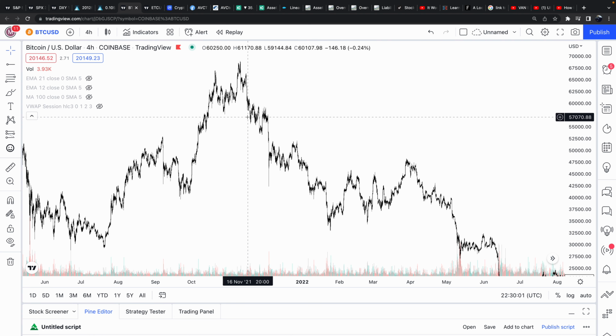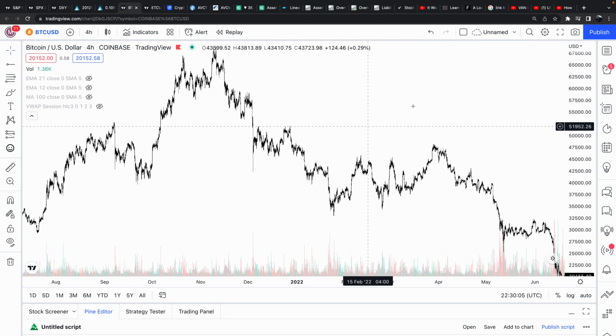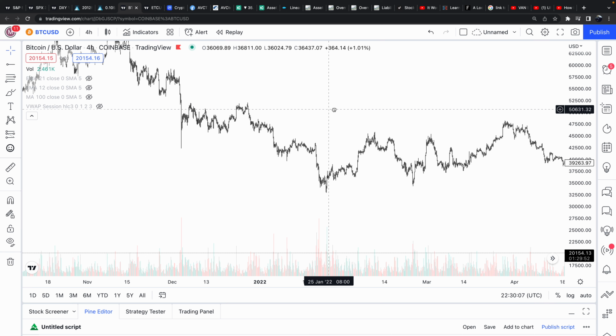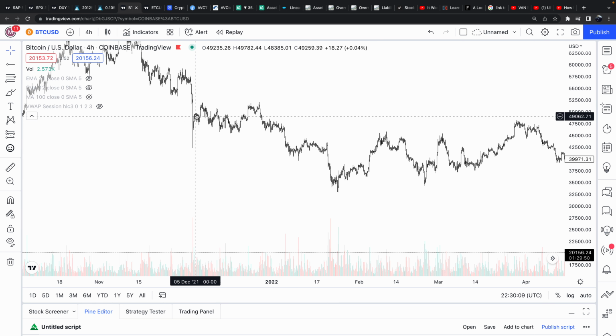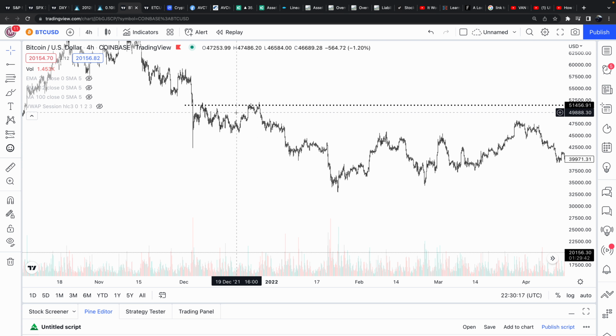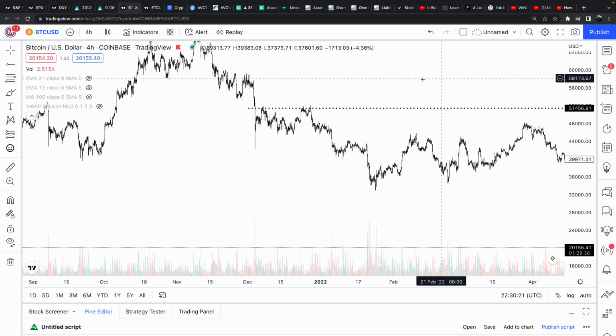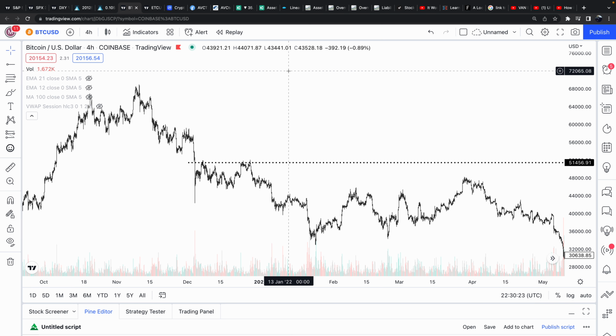You get a big leg down and you start to do some chops, leg down. Look at that one, that was a beautiful range right here. You get a leg down and then you just start chopping, right here. This would have been a really nice short right here. Probably a lot of people aped into this, thinking it's a breakout and back to all-time highs, right?